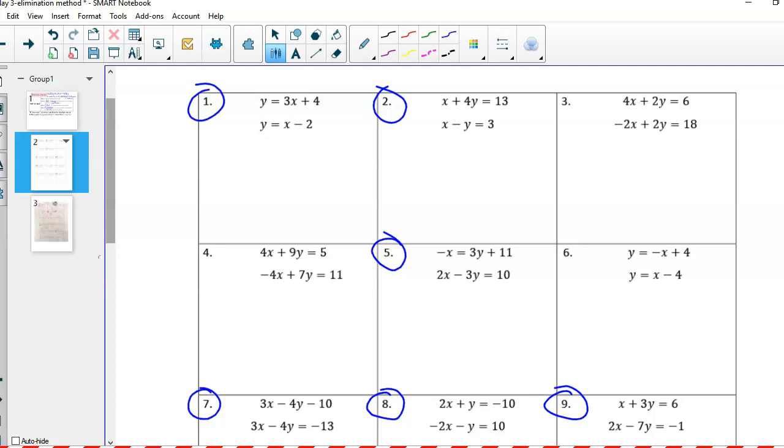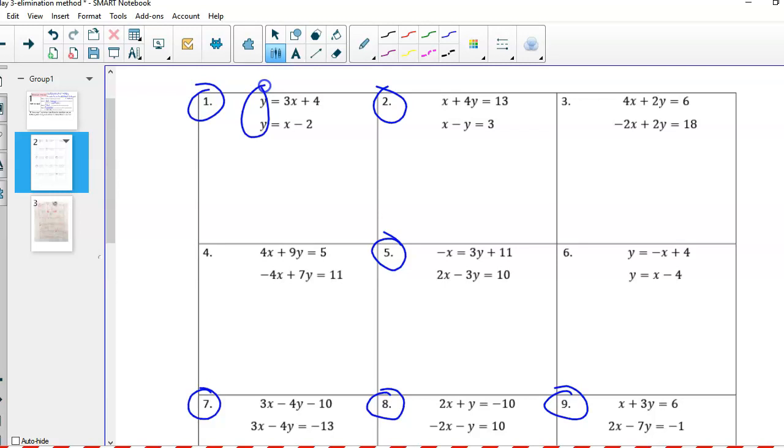The next thing that we're looking at is, do we have a variable, either x or y, that has the same coefficient? Yes. Coefficient is the number in front of your variable. The y. The y's have the same coefficient.